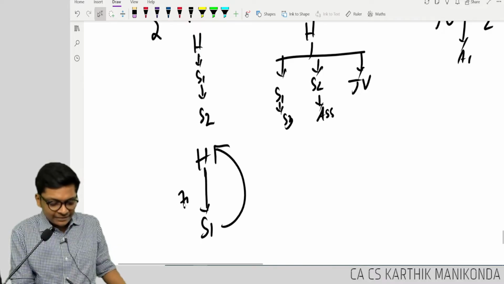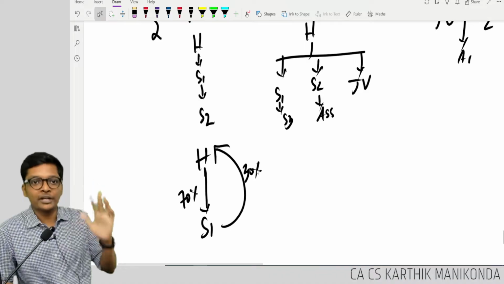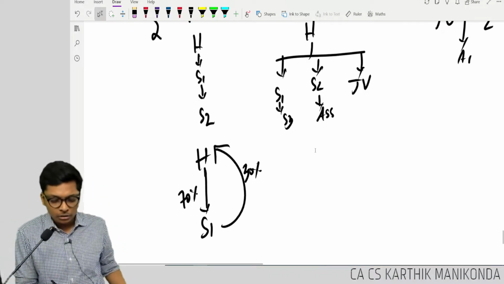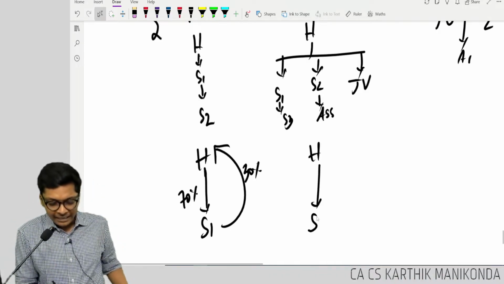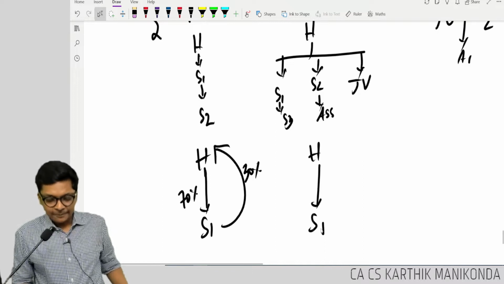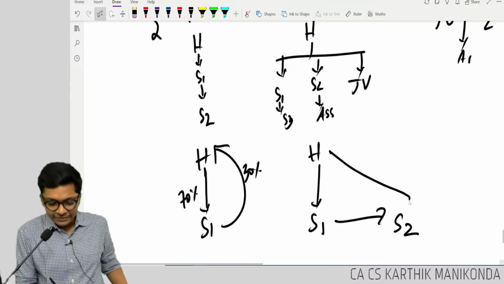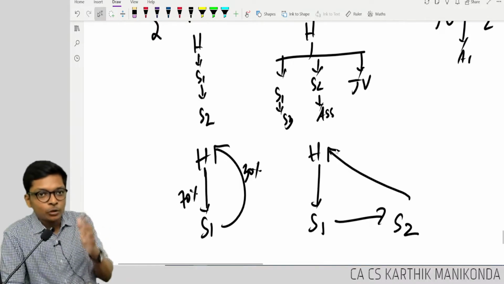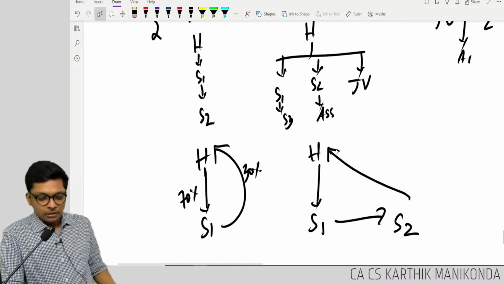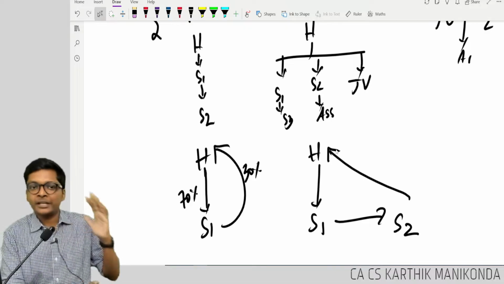Holding has in S1 70%. Subsidiary has an associate 30%. So only one holding. This is called cross holding. Or holding has in subsidiary. Subsidiary 1 has in subsidiary 2. Subsidiary 2 has in holding. This is called triangle holding. Sir, more like this I can keep drawing, guys.